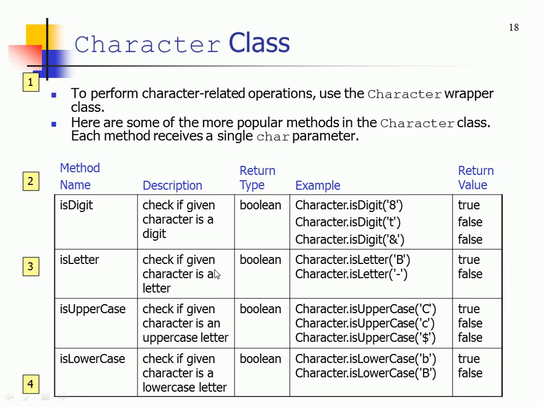We also got isLetter. isLetter checks A through Z, upper and lower case. So you could use isLetter. Okay? Now we have isUpperCase. So with a capital C, it says true. Everything else it says false. Everybody follow me there? And isLowerCase, a lowercase letter will return true. Everything else will be false.